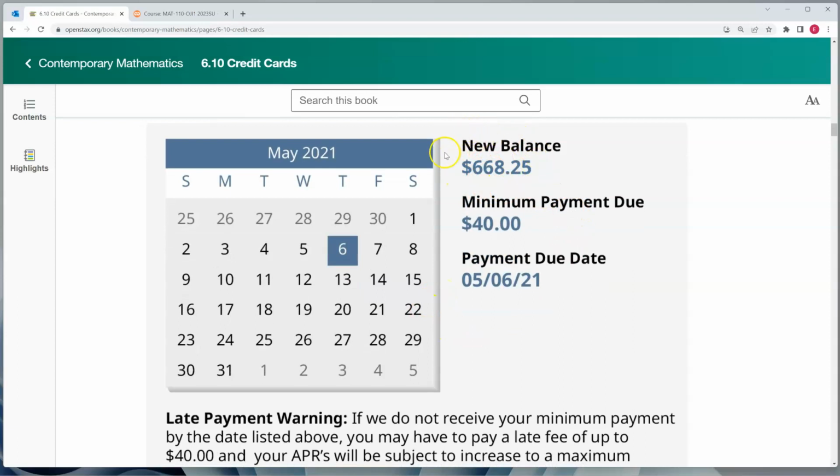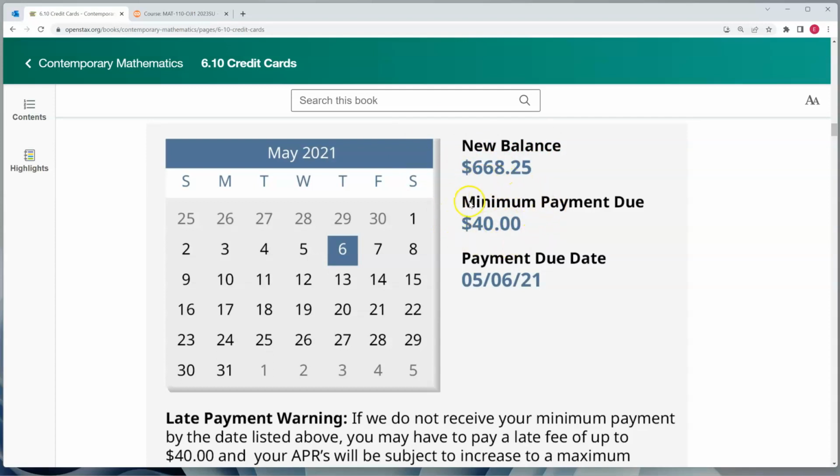So in this case, we have the new balance. This is saying that on May 6th, rather, the due date, that's when this is due. So this was probably sent to her about a week or two before this date. And this person has charged $668.25, or they had money remaining that they needed to pay on. That was added, and then interest was charged. But regardless, in order to pay off this current credit card, $668.25 is the balance.